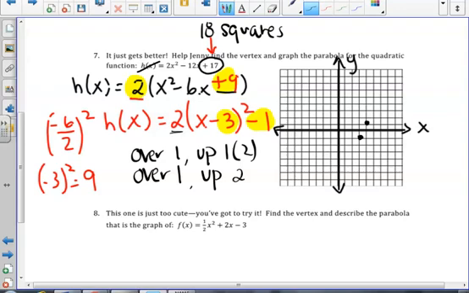Because a parabola is symmetric, I know that if I go left 1, I will also go up 2 to find another point. Likewise, I can go over 2 and up 4 times a, or 8. In this case, I would go right 2 and up 2, 4, 6, 8. It is symmetric, so I can do the same thing on the other side and graph my parabola.